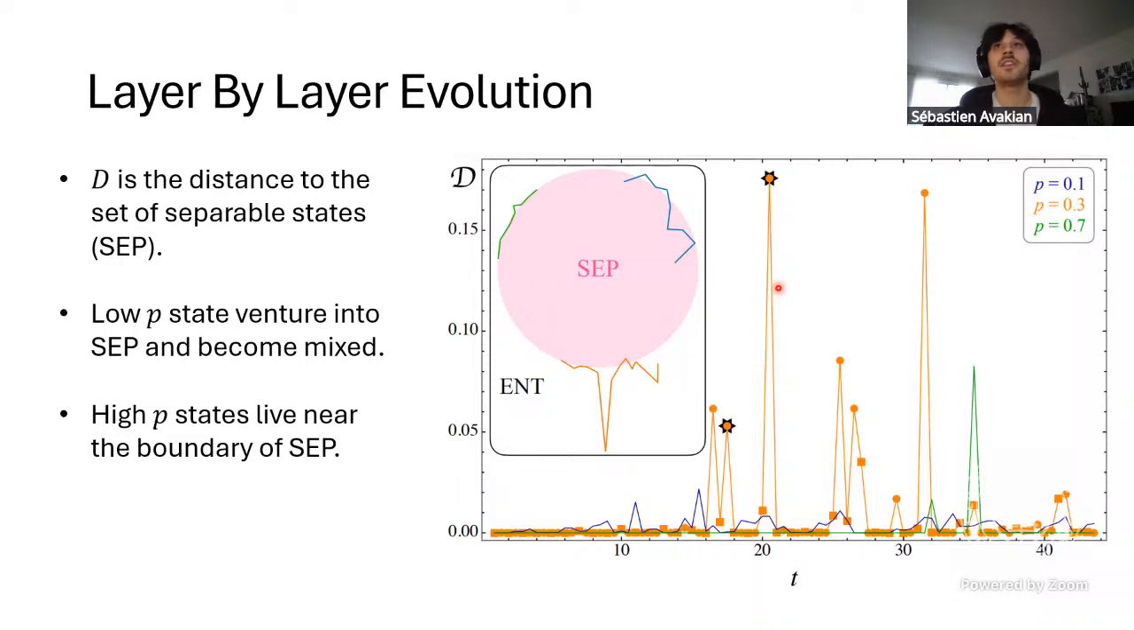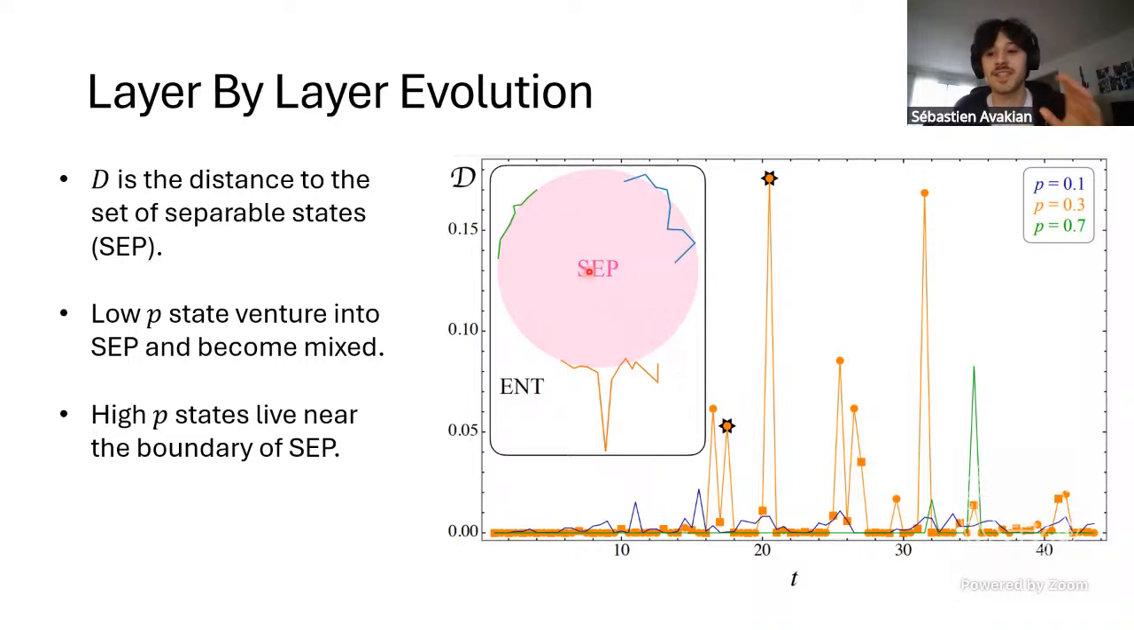So on this axis here, we're going to take those same 3 figures that I showed you, those graphs, and do the layer by layer evolution and calculate an entanglement quantity as a function of time. And so this quantity D is the distance from our state to the set of separable states. Effectively, you do this by parameterizing the separable continent and then taking a state and optimizing over this distance.